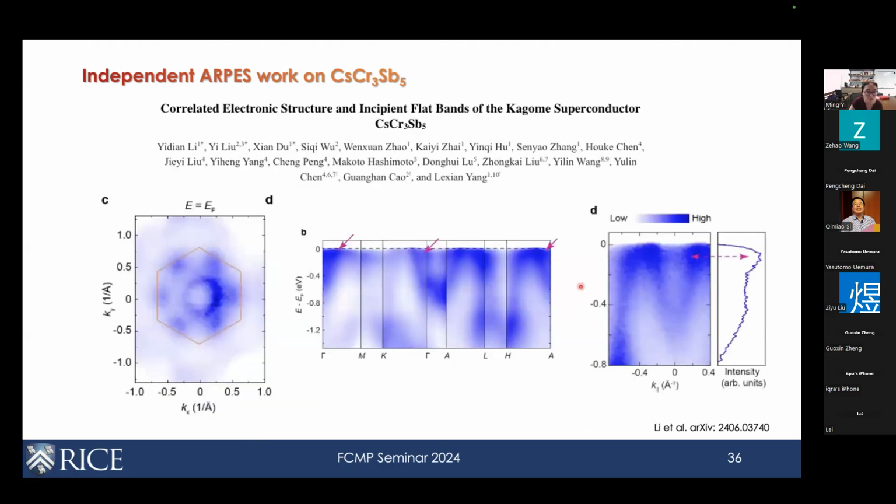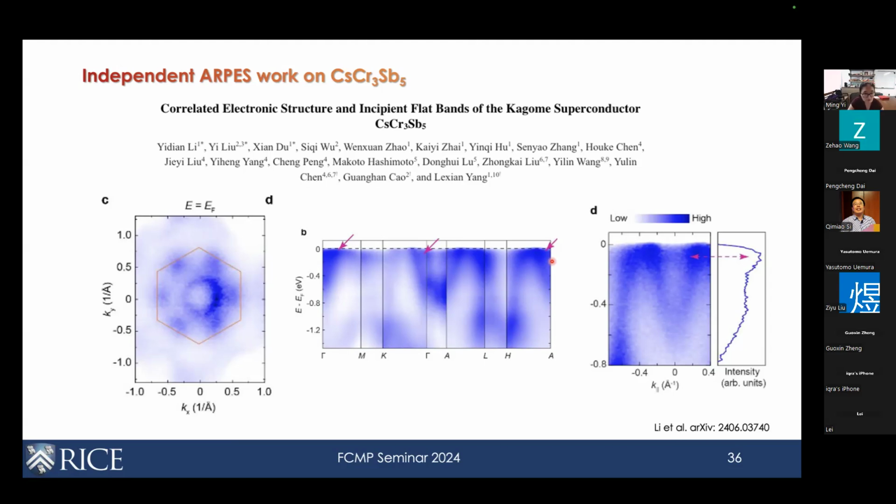And this other work is from Lucian Yang's group, and they have seen a very similar Fermi surface, and also evidence of these flat bands below the Fermi level. So in terms of where the flat band is in these materials, I think we have consistency between all three of our groups, which all measured independent samples. I think that's a good thing.